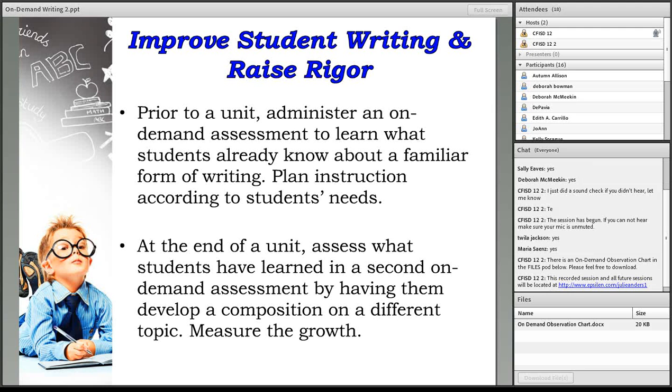But we can also do it at the end of a unit, just another on-demand assessment during a class period, to see what a child can do now that I've provided some instruction. I should see some growth as a result of that instruction. And then you can also use it to set goals with students as they continue to work throughout the year. Even though there are different units of study, they can take and make some goals from there.